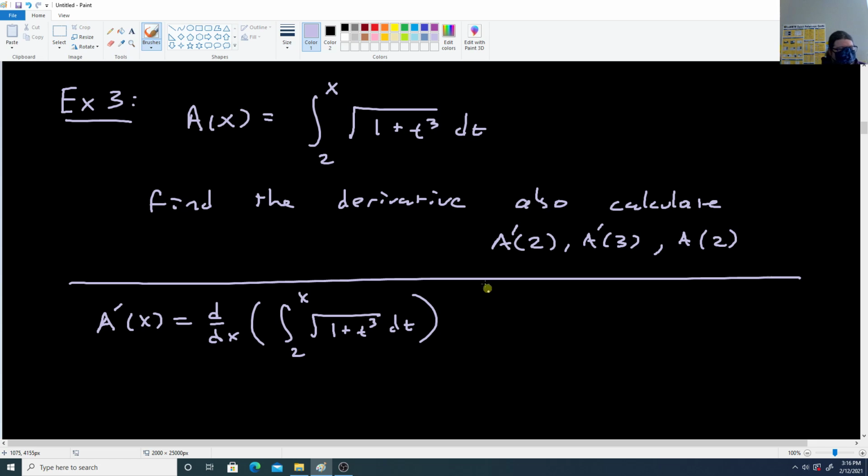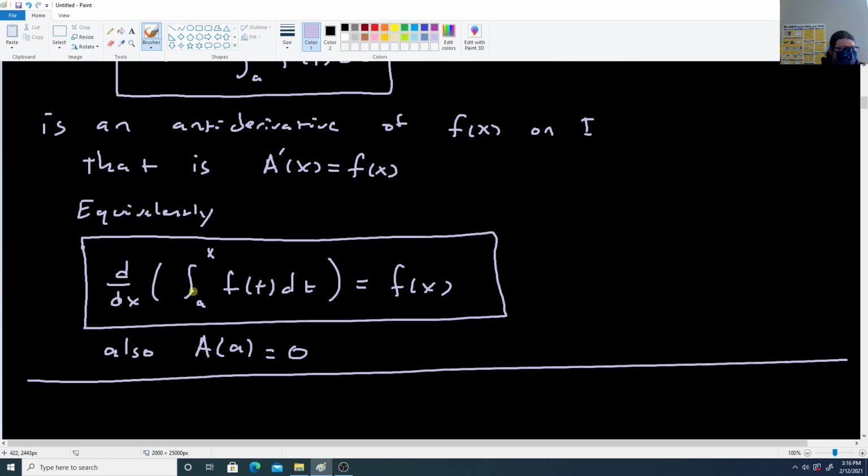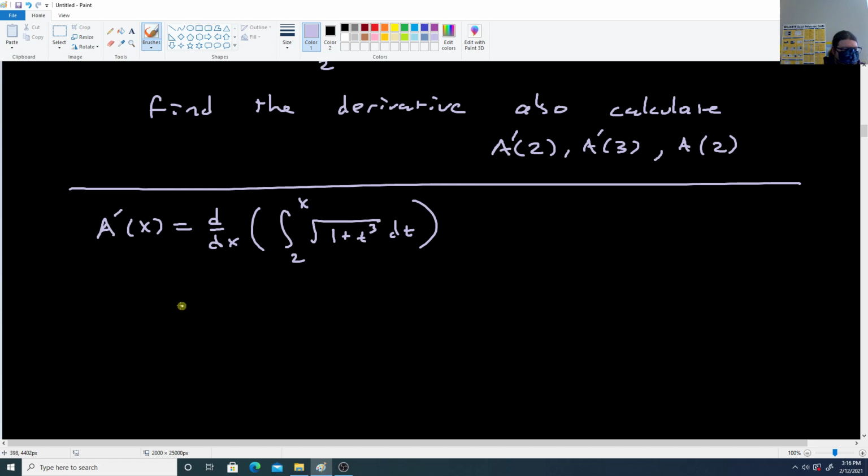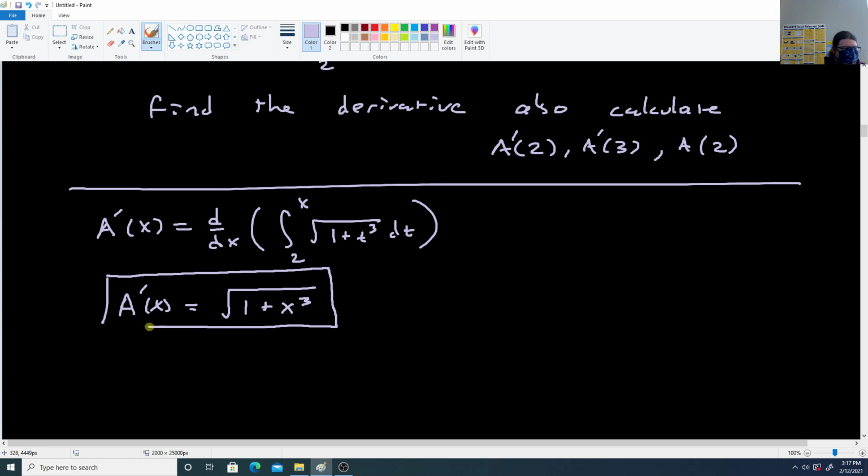And if you take the derivative d/dx of the integral from a up to x of f of t dt, you get f of t, but with x replacing the t. You get the integrand back with the variable x replacing the t's. So our integrand is the square root of 1 plus t cubed, so we'll get the square root of 1 plus x cubed. And that'll be the derivative of the area function that we were trying to calculate. So we found A prime.